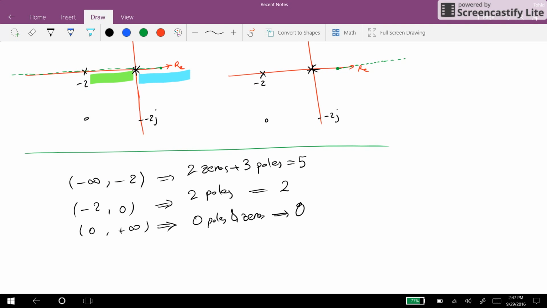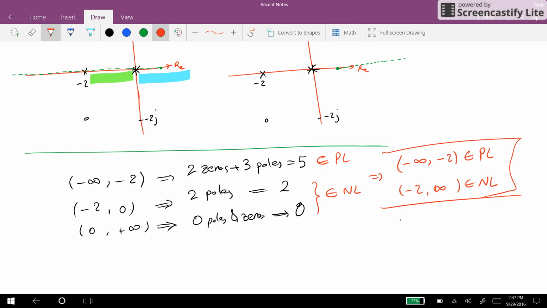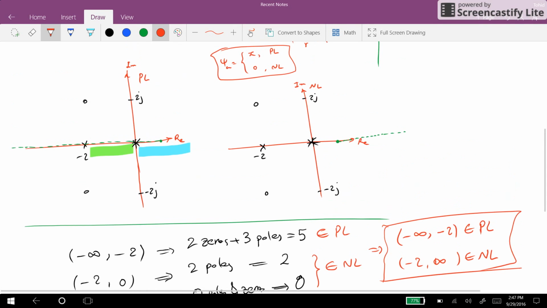And from these three, only the first one is an odd number. So this region belongs to the positive locus, and these two belong to the negative locus. Or in other terms, from -infinity to -2 belongs to the positive locus, and from -2 till infinity belongs to the negative locus.